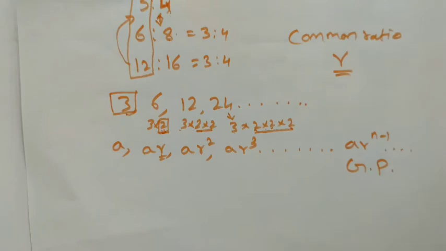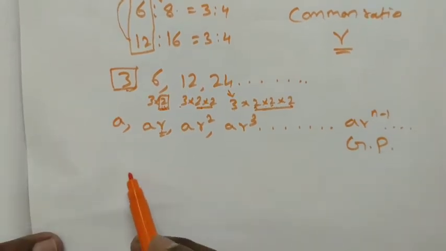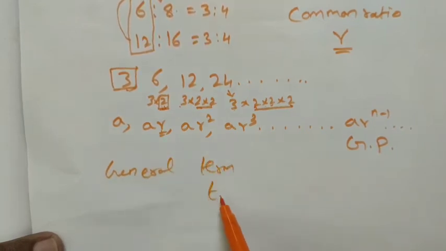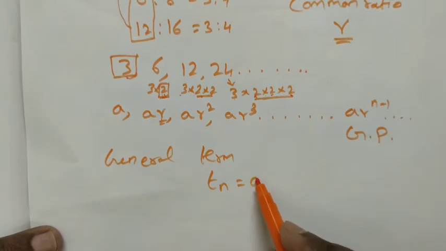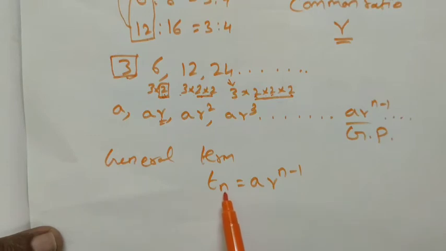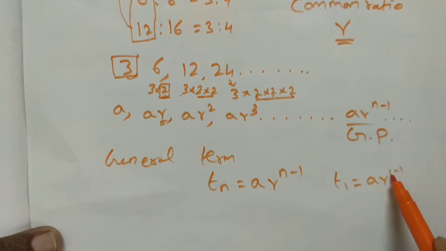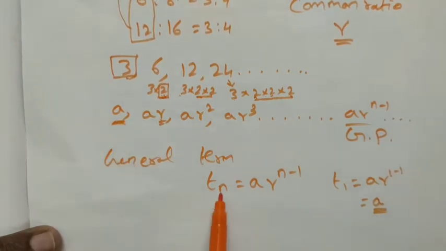Let's see the general term of GP. General term means we use the nth term, right? That is Tn is equal to a r power n minus 1. That is the general term. Wherever we apply the n value, that will be reduced by 1. Suppose if I apply n is equal to 1, a r power 1 minus 1, 1 minus 1 is 0, r power 0 is 1, then the first term is a. So we get the first term. If I put 2, 2 minus 1 is 1, so I get a r.